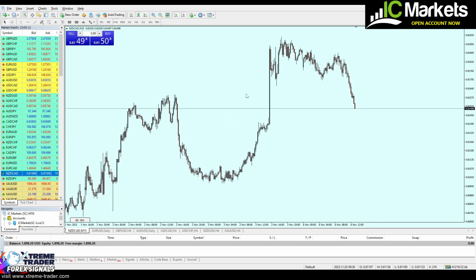Alright, so we're having here another good setup. It seems like a good one. I need to be sure first. NZDCAD, 90 lot size. Let's go to 1 lot size. That's fine. I think we need to invest now the profits that we have made with the previous pair.